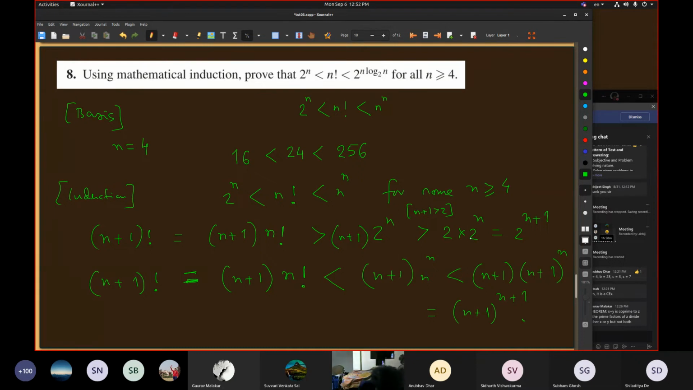Here, maybe it's a good thing to write by induction hypothesis. This follows from the induction hypothesis, right? Since I am talking, I am not writing all the things. Anyway, whichever key steps you use, write them. It's preferable to write.